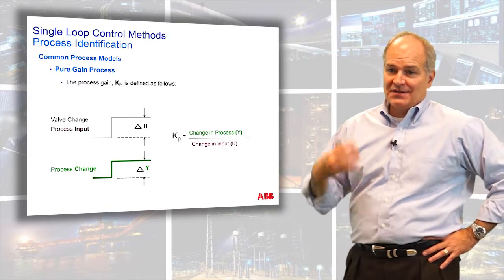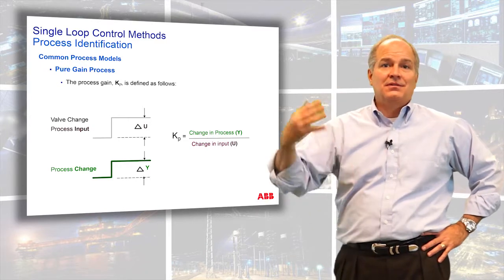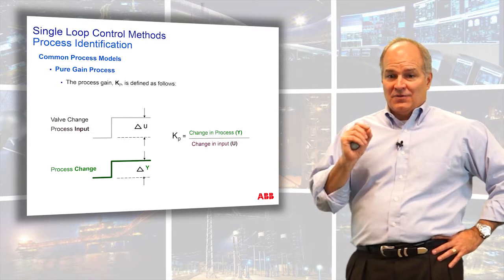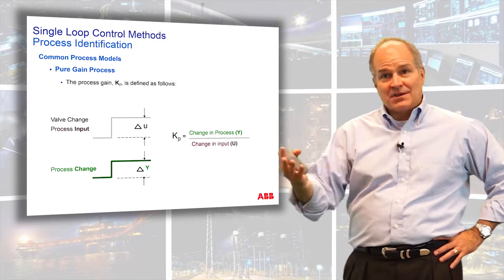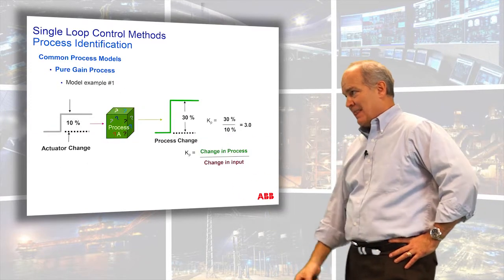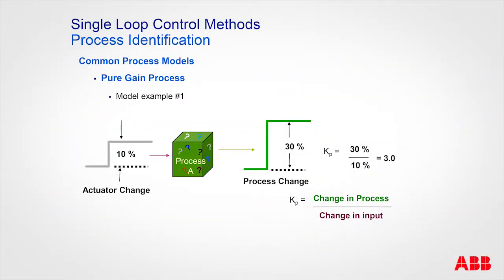So I like to call this the change in process given the change in the input that caused it. That's simply what we're looking at. So if I move 5% and it moved 10%, my process gain is 2. And we'll show you some examples. Here's an example. I made a change of 10% and it moved 30%. That's a process gain of 3.